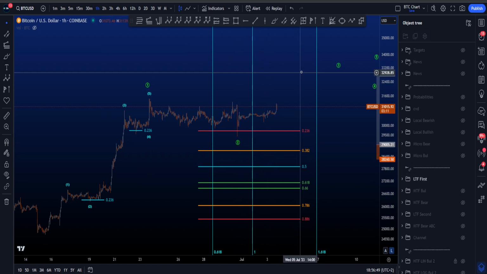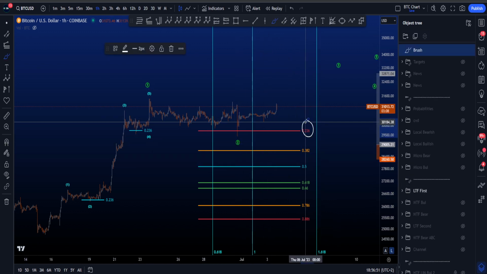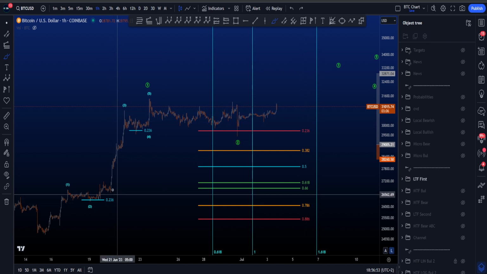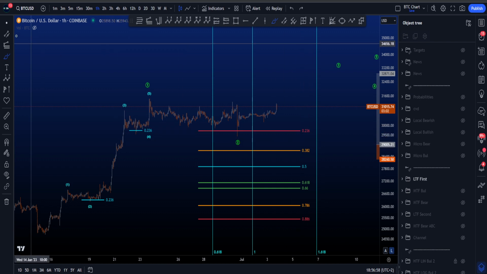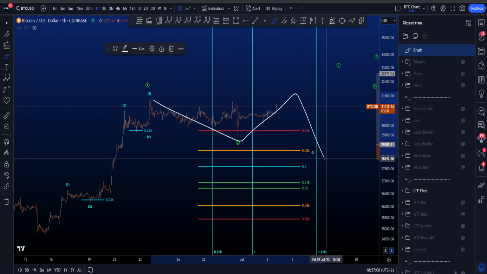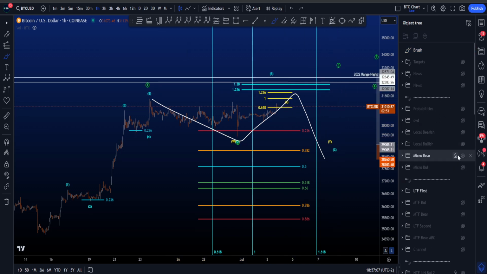The problem is it's bouncing on the 0.236, which is a very rare target. Of course, it can happen, like price has proven, and also in the past, it's just a more rare target. Or we get a bigger correction, as I've just mentioned with the local bearish scenario over here, where we still expect a move towards the downside, the micro bearish one, sorry.